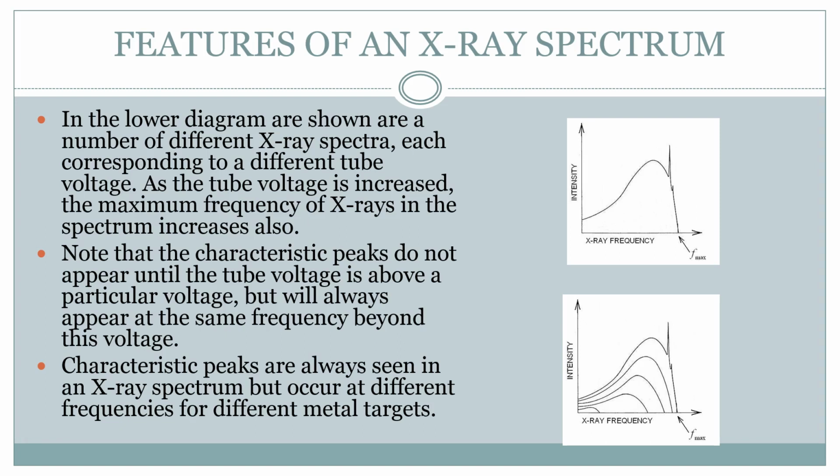Now, in addition to this, one last thing to note about these spectra. We're talking here about a tungsten target. However, it is possible to use different metal targets in an X-ray tube, and when that is done, you will always see characteristic peaks, but those characteristic peaks will occur at different frequencies for different metal targets. So that also tells us that not only do the characteristic peaks have something to do with the incoming electron energies, they also have something to do with the structure of the metals themselves. But anyway, we'll come back to that a bit later on.